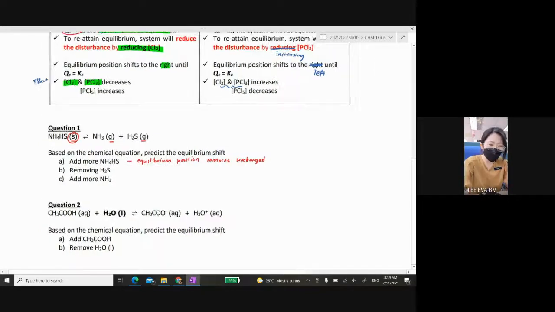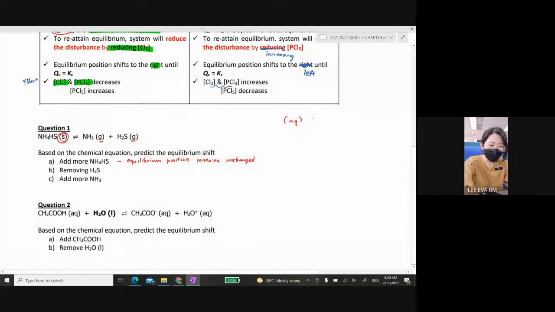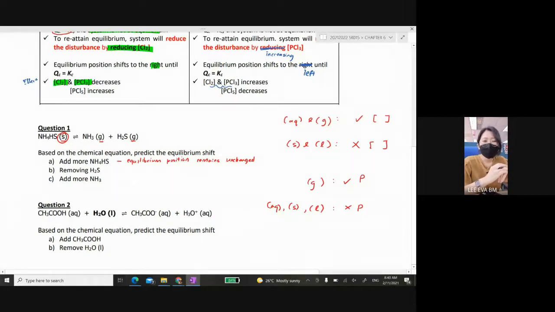Awak kena ingat balik, ini awal-awal chapter 6.2 kot. Aqueous and gas, we have concentration. If you see AQ, which stands for aqueous, or a gaseous phase, that means we have concentration. If you see solid or liquid, that means we have no concentration. For gas, besides concentration, it can have partial pressure as well. But for aqueous, solid and liquid, there is no partial pressure. Is that good? Yes, madam.